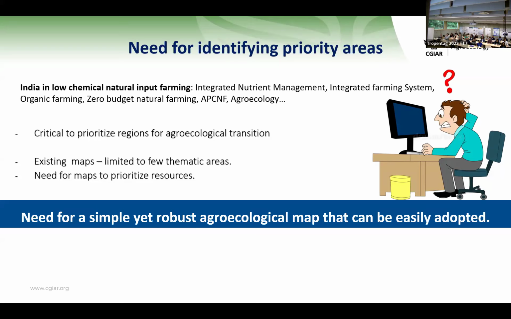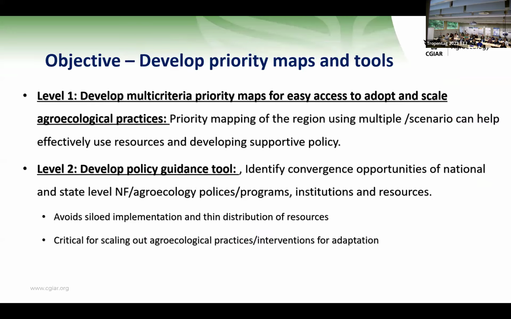If you look at the principles of agroecology, it's not only about on-field activities, but also co-creation and improving social and human values. There are 13 such principles, and recycling, connectivity, and many other aspects are there. Those aspects are not being considered, so we are trying to consider them. Finally, we need a simple and robust agroecological map that can be easily adopted.